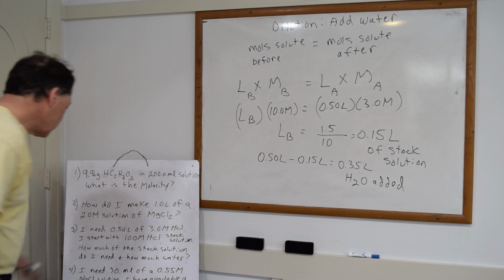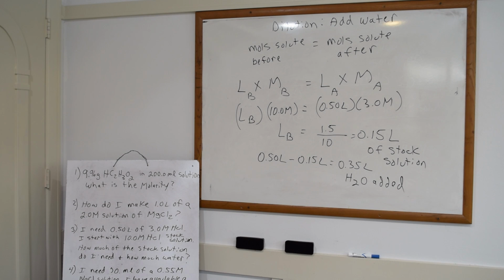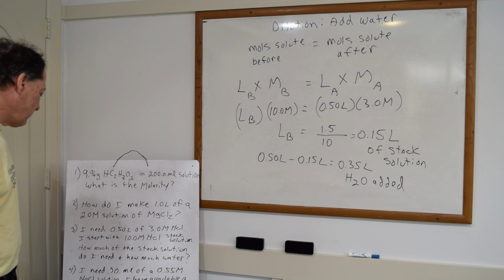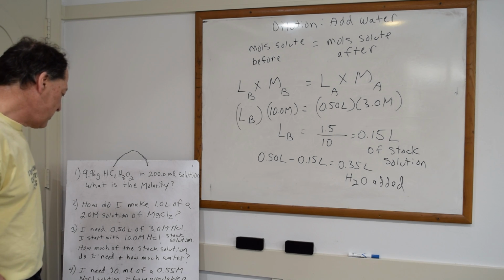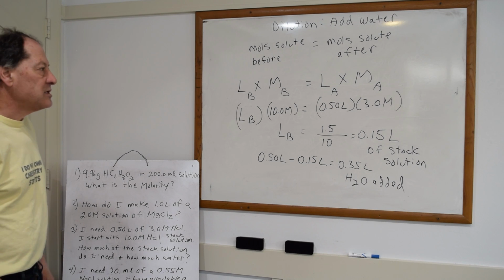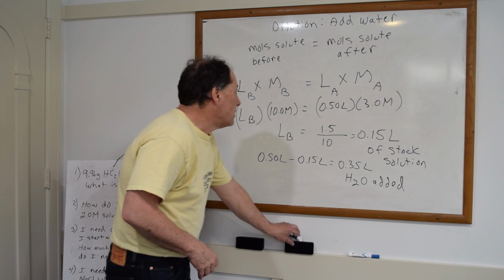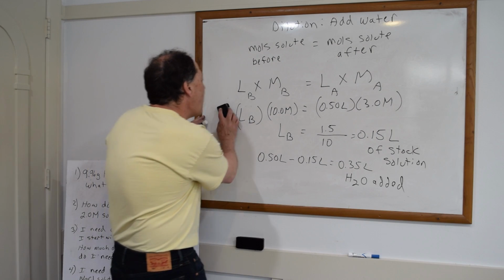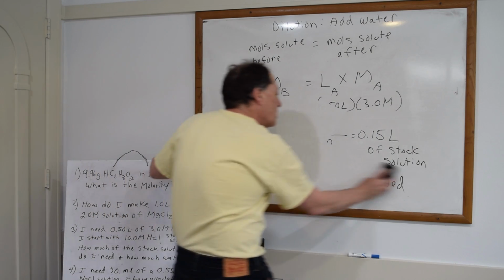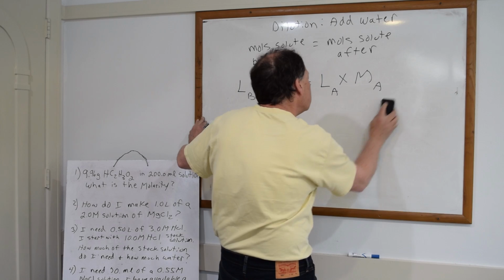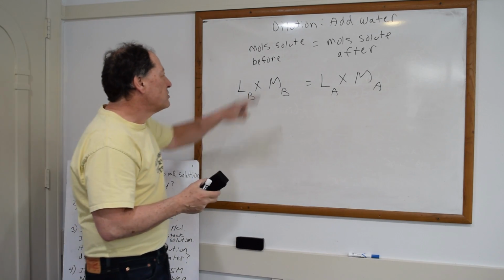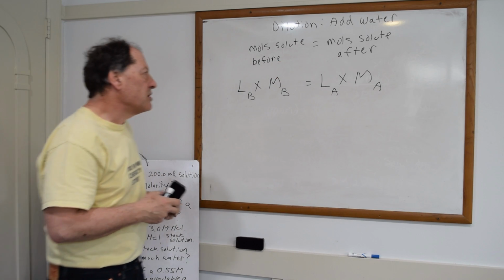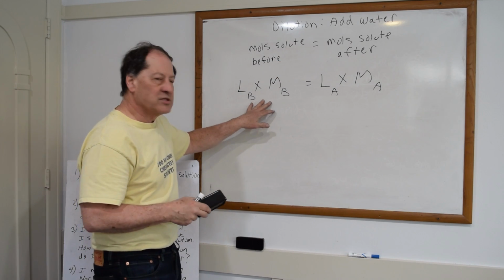The last example is I need 70 milliliters of a 0.55 molar sodium chloride solution, and I have available a 1.45 molar sodium chloride solution already made up. How do I make it? Well, let's go back to our original equation. Since it's a dilution, we know that the moles of solute before equals the moles of solute after. So that's how I derive this equation.